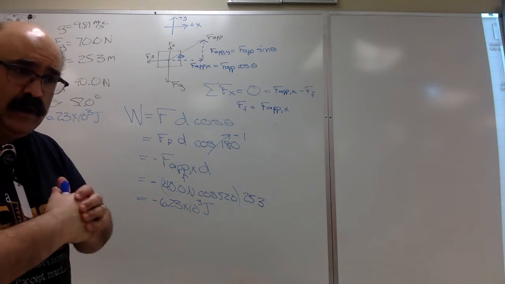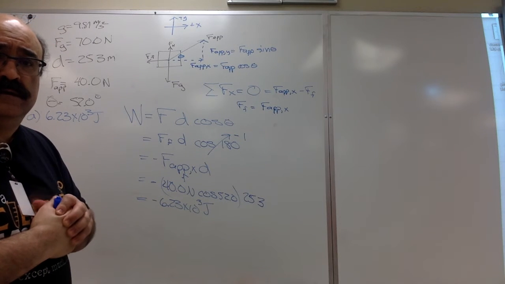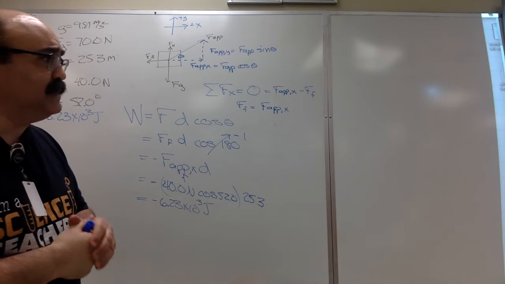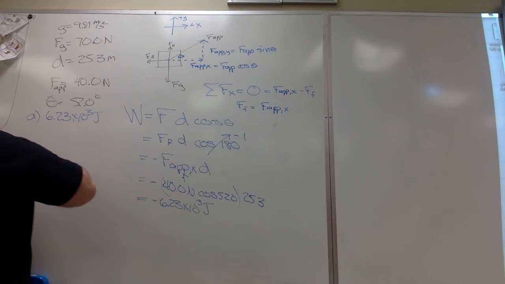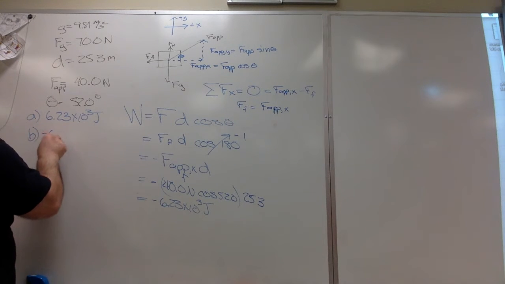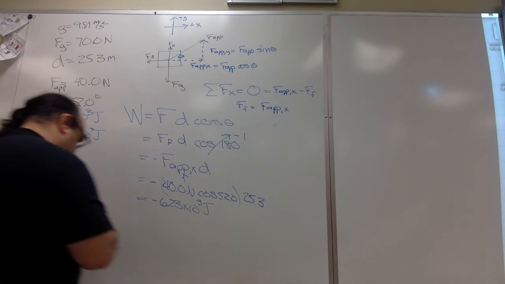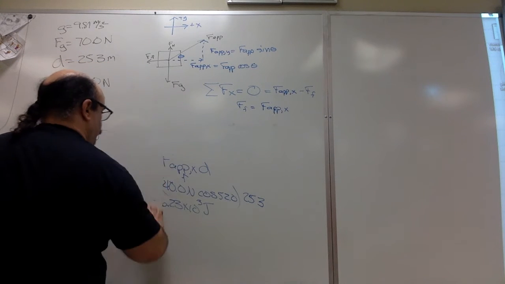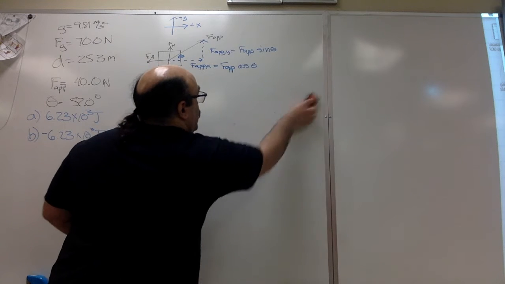Equal and opposite to the work done by the flight attendant. So the force of friction is equal and opposite to the work done by the flight attendant in this case. And the last step we want to find, so we have B here, is negative 6.23 times 10 to the third joules. And the last step, we want to find the coefficient of friction.